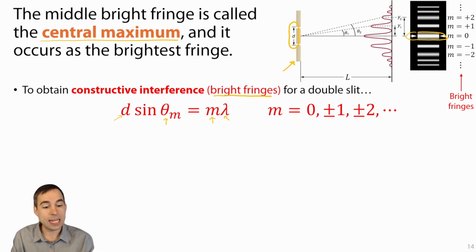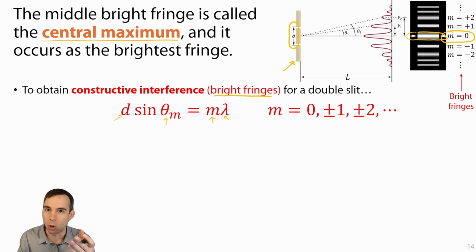So again, d is the slit separation distance between these two slits in the double slit experiment. Theta m is tracking the angle to which particular bright spot you're looking at. This middle bright spot would have an m equal to 0. m is the order of interference. It's just a label that we use to keep track of which bright spot in the pattern we're looking at. m equals 0, that's the middle bright spot. That's the central maximum. And if I go up from there, m has to be an integer value. It can be positive or negative.